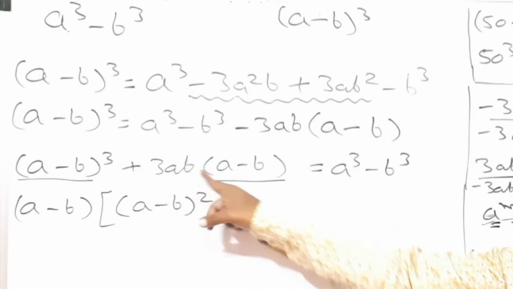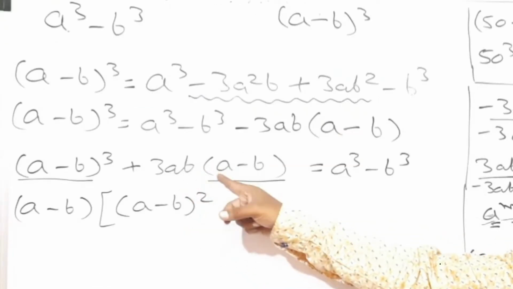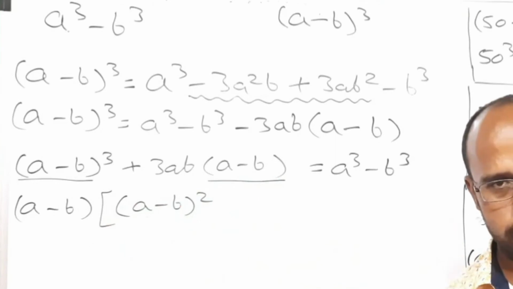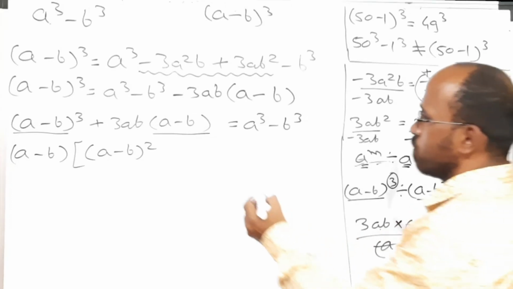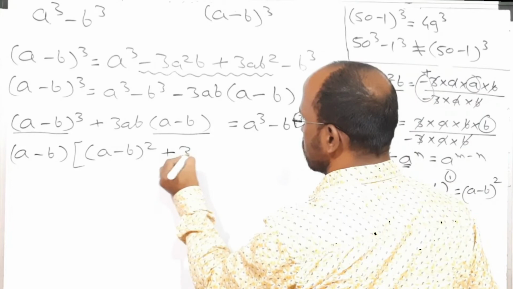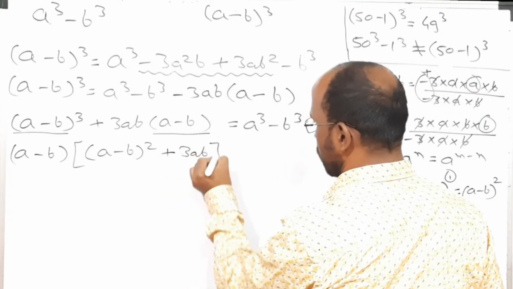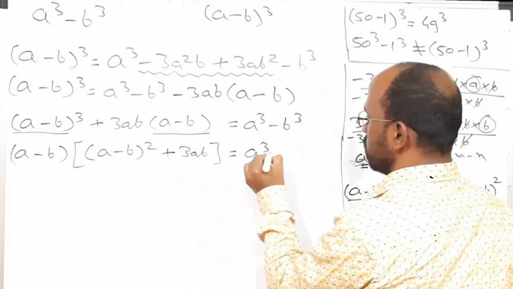Now plus 3ab into (a minus b) divided by (a minus b). 3ab into (a minus b) is nothing but 3ab multiplied by (a minus b) divided by (a minus b). The same term from the numerator and denominator will cut and only 3ab will remain, right? So here it will remain plus 3ab, which is equal to a cube minus b cube.